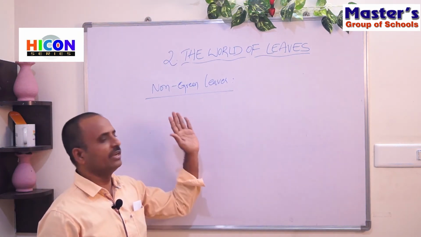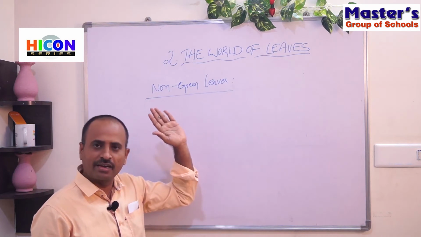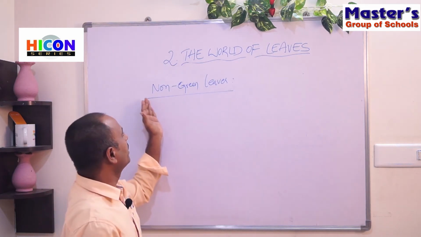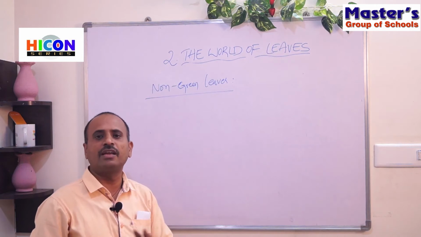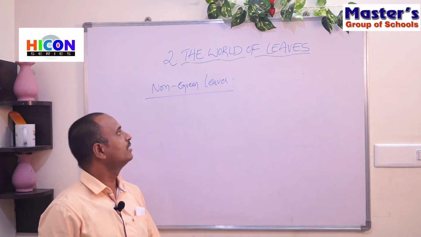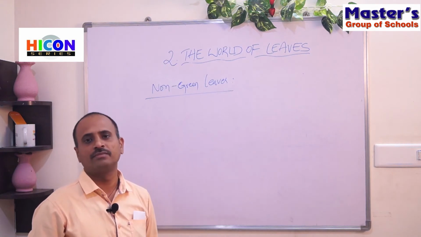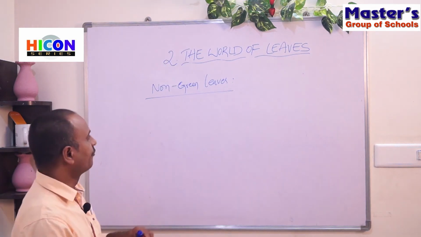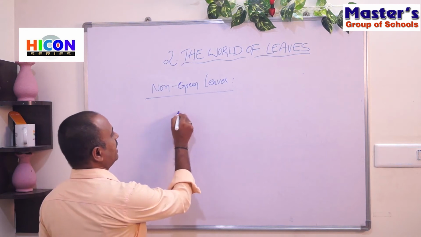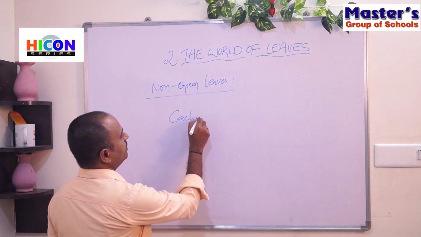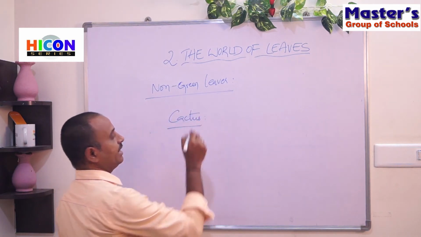So chlorophyll is present only in the green colored leaves. Non-green colored leaves do not have chlorophyll, so the non-green colored leaves cannot prepare their food. For example, if we take the cactus plant, have you ever seen a cactus plant?